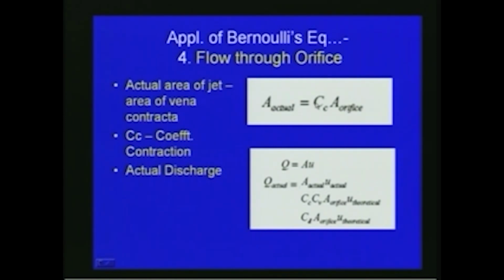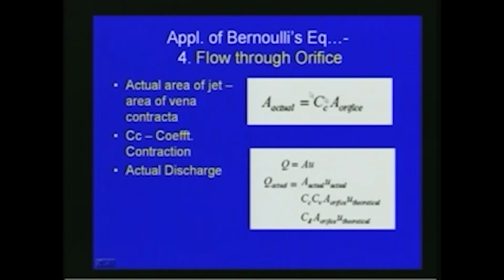Finally, if you want to find the actual discharge, Q actual is equal to the cross-sectional area into the velocity. So Q actual is equal to A actual, that means Cc into A orifice, into u theoretical. So finally, Q actual is equal to the coefficient of discharge into the cross-sectional area of the orifice into the theoretical velocity. This gives the actual discharge from the orifice. This has many practical applications, as I mentioned. Even for flow measurement, an orifice can be used. Many other applications are there in fluid mechanics for flow through an orifice.